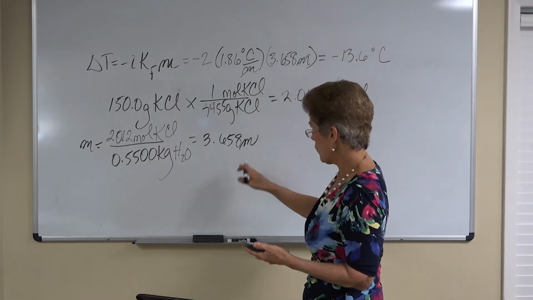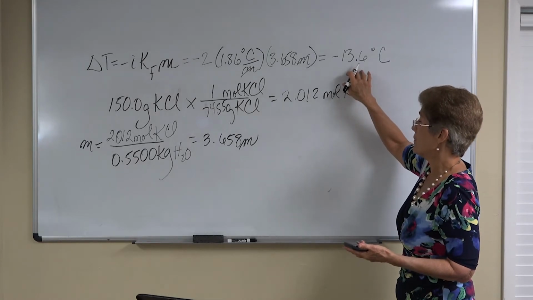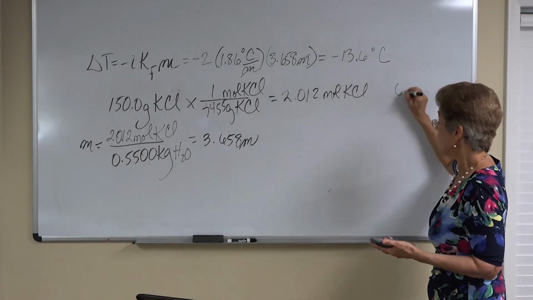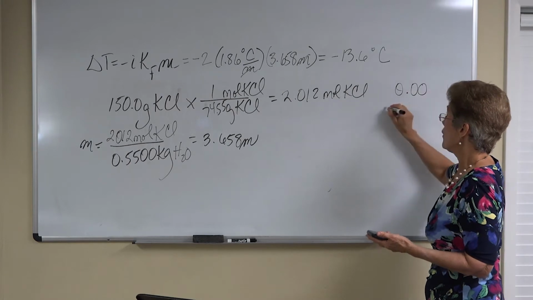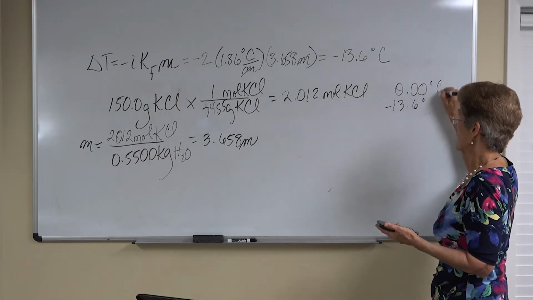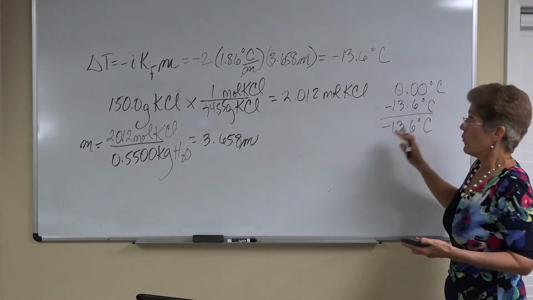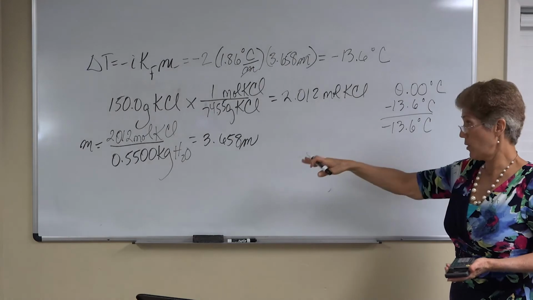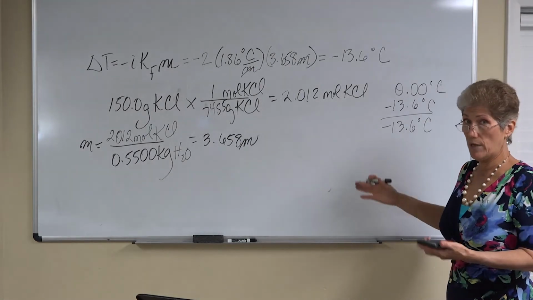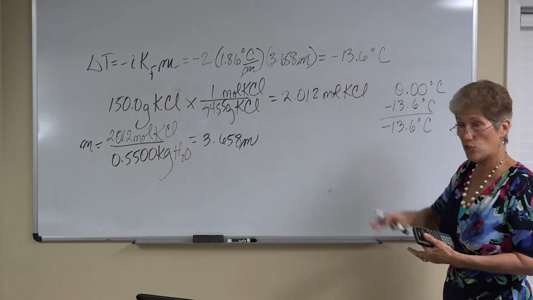And because we're working with water, that's actually the new freezing point, negative 13.6. Because remember, then you take the freezing point, which in this case is water, subtract the 13.6 degrees Celsius from it, and that would give you your negative 13.6 degrees Celsius. If you were starting with some other solvent, and it had a different freezing point, you would start with that freezing point and subtract this from it to get your answer.